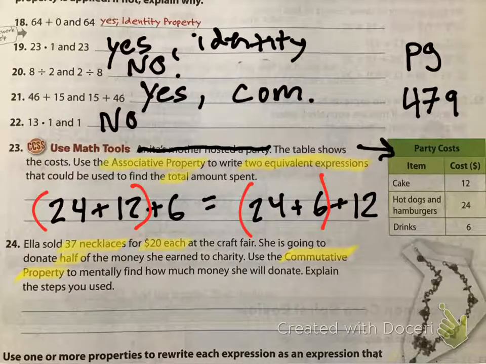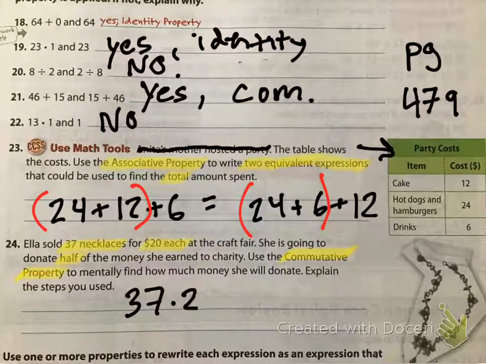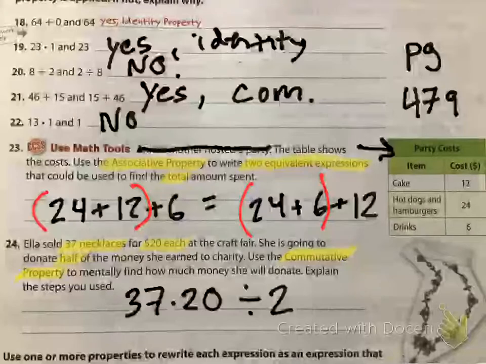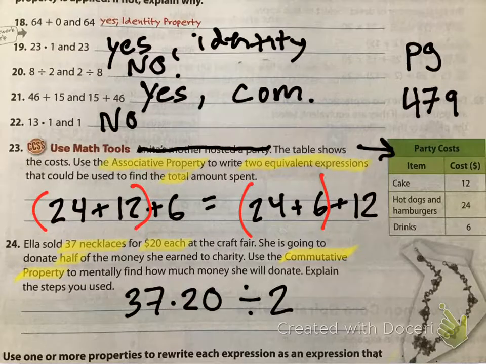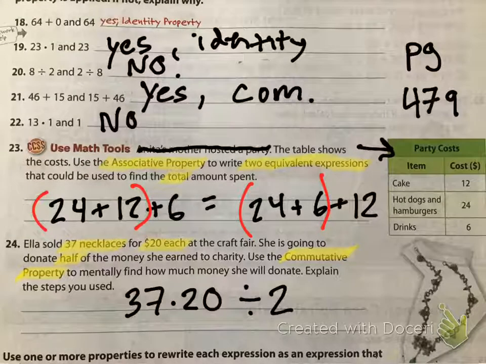So Oswaldo got this answer. He says 37 times 20 divided by 2. Is this correct? Yeah, it is completely correct. How did we know we were going to be multiplying 37 and 20? How did we know, Rafi? Because it says each. Exactly. When it says each, that's either multiplication or repeated addition. And I don't feel like adding 37 times.